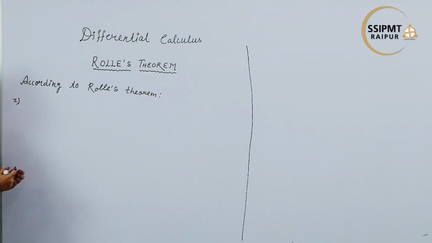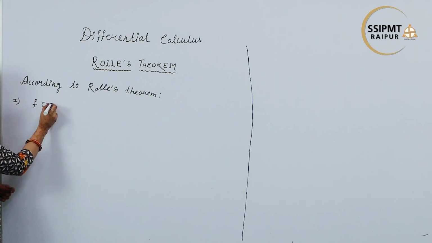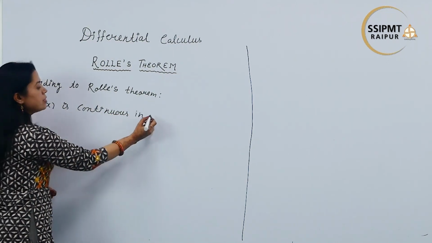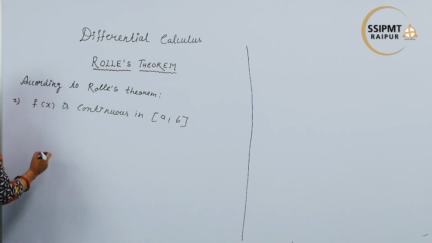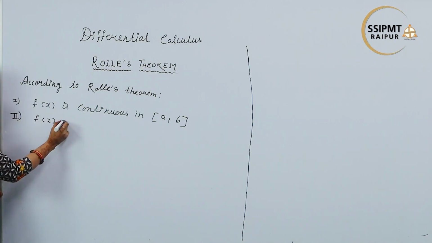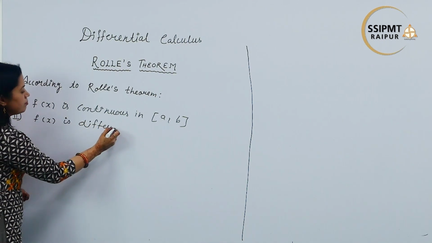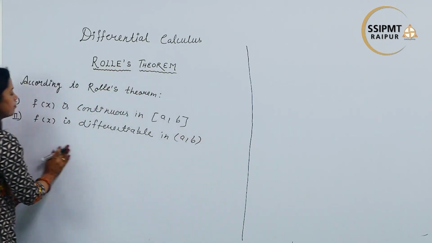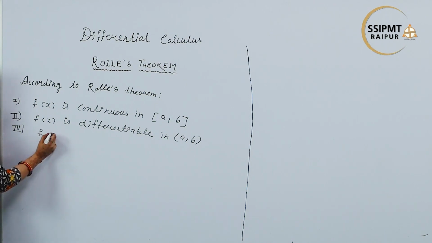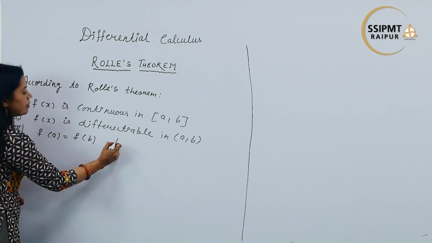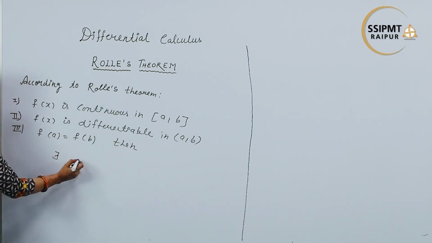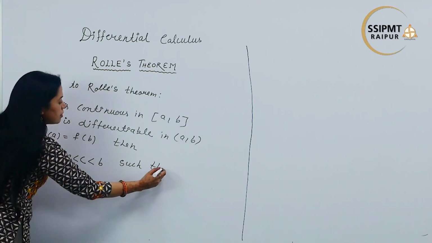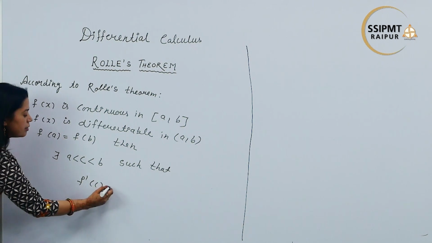So what is Rolle's theorem? According to the theorem, if a function f(x) is continuous in a closed interval [a, b], if the function is differentiable in the open interval (a, b), and if f(a) is equal to f(b), then there exists c which is between a and b such that f'(c) is equal to 0.